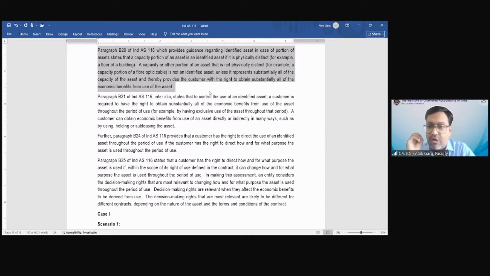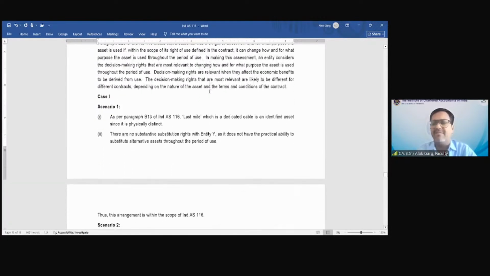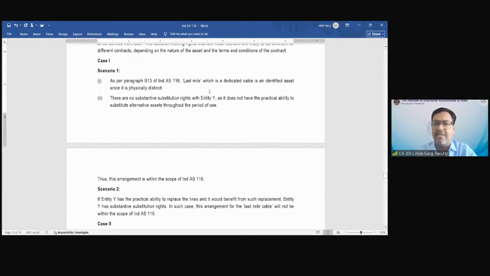Okay. So always remember, my dear students, if it is a fiber cable, if it is a capacity portion, and if the lessee is using the capacity portion, then the asset will not be considered as an identified asset until and unless the lessee is substantially using the entire portion. Okay. Is that clear? Is that clear? So these were the guidance which we have already discussed. Now coming to the case one.